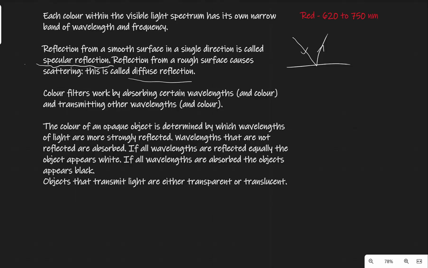If all the wavelengths are reflected equally, then the object tends to appear white. If all the wavelengths are absorbed, then the object tends to appear black. And objects that transmit light are either transparent or translucent.